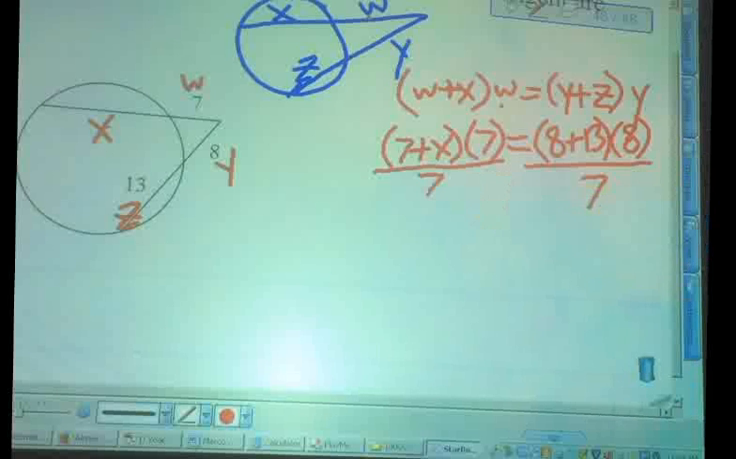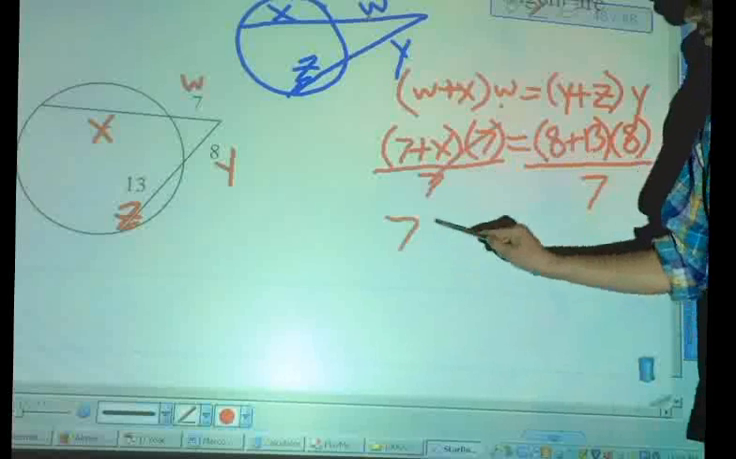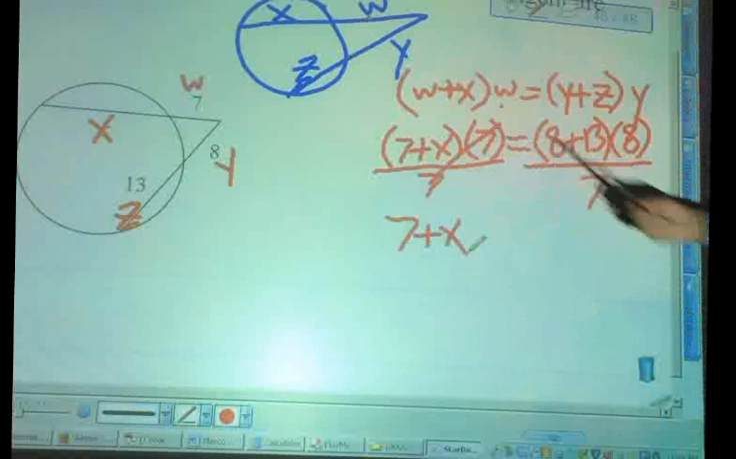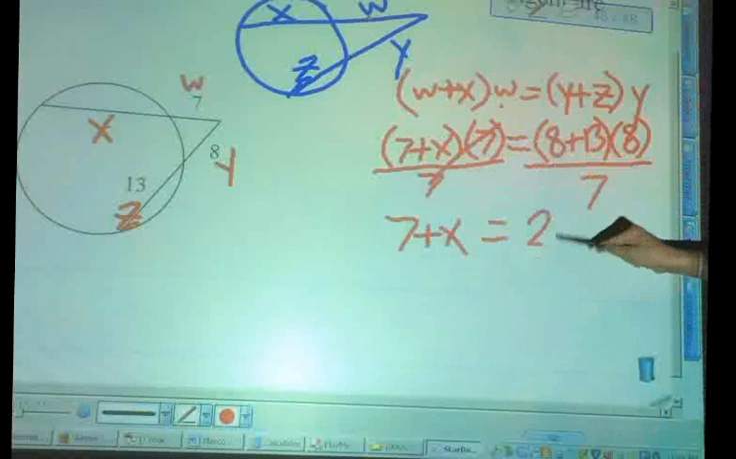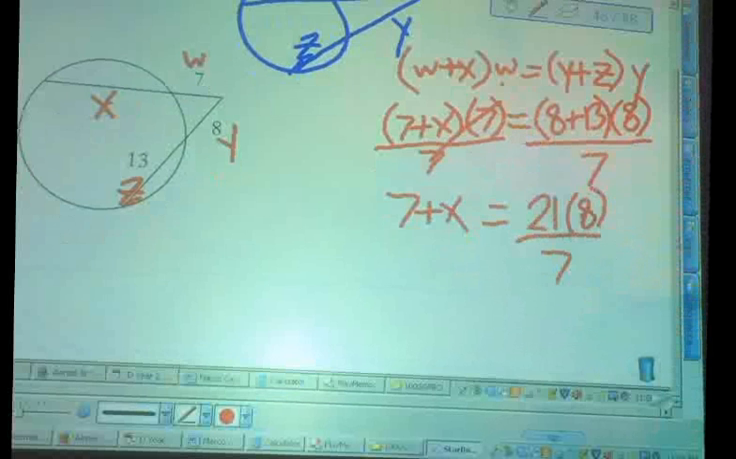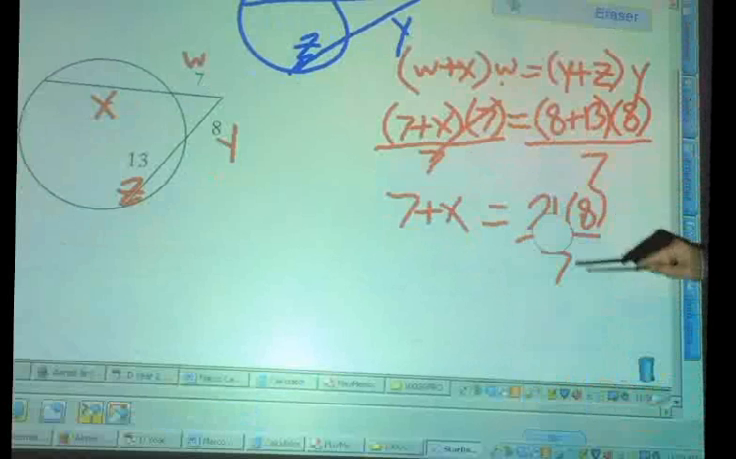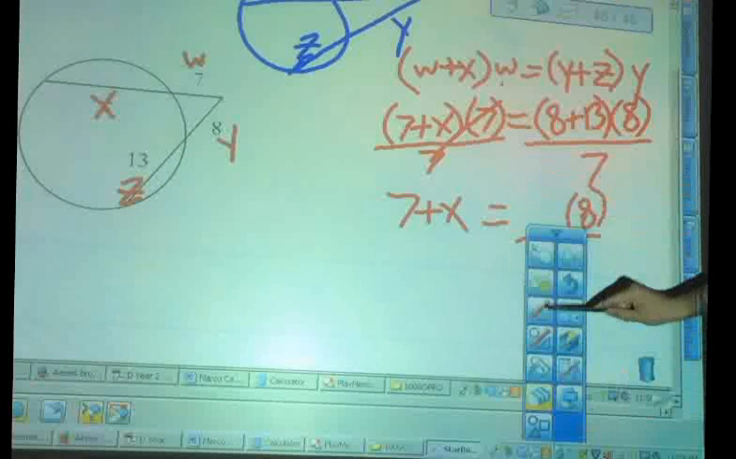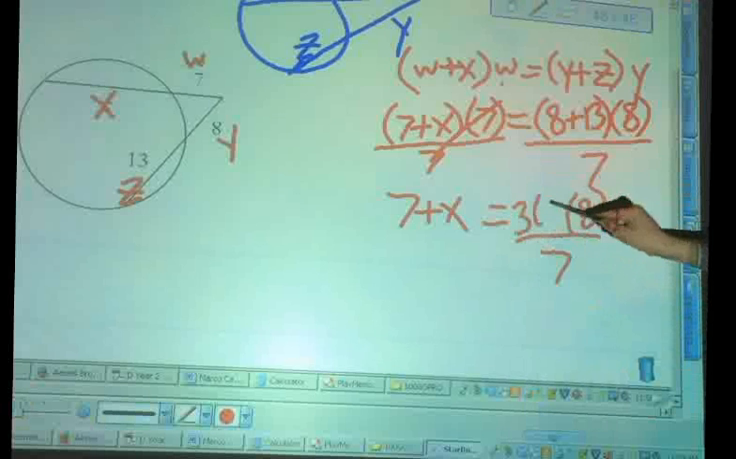So divide this side by 7, so the 7's cancel out. I get 7 plus x. That's why we divided by 7, because that was the one over here with my variable. So now we have 21 times 8 over 7. And that's not so hard to work out once you realize that 21 is 3 times 7. So I'm just going to pop that in there to save some room so that I don't have to use two different screens. So I'm changing 21 to 3 times 7.